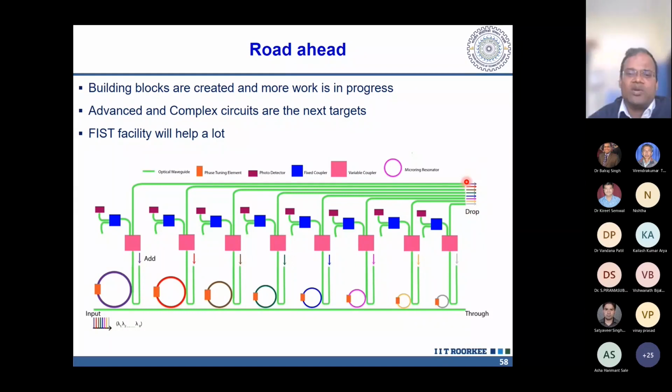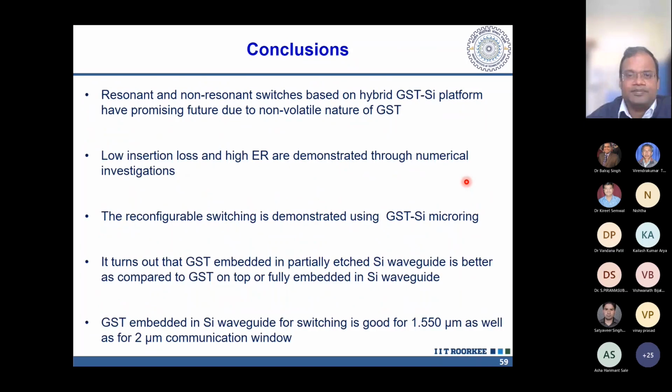You can make more complicated circuits. You can make a switch matrix of 8 by 8, 16 by 16, or 64 by 64 switches depending upon the requirement. So far we are doing this simulation work. However, now we have a fabrication facility coming up, thanks to DST for the FIST facility that we are building here.